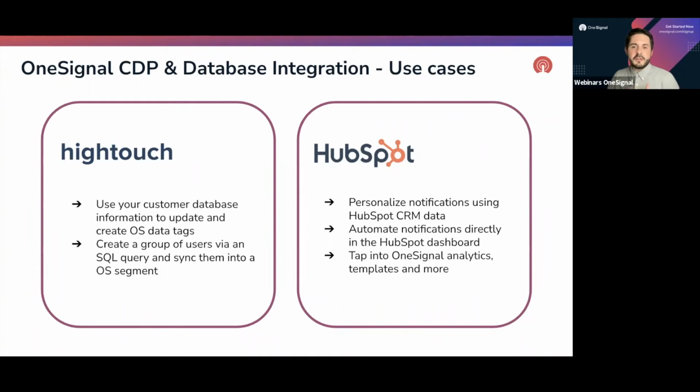The third kind of integration use case that we see with HubSpot is the ability to tap into OneSignal analytics, templates, and even more. So you can use OneSignal independently for advanced functionality like analytics, custom messaging templates, A/B testing, and more, and then leverage your templates and campaigns customization via the drop-down menus within your HubSpot dashboard.